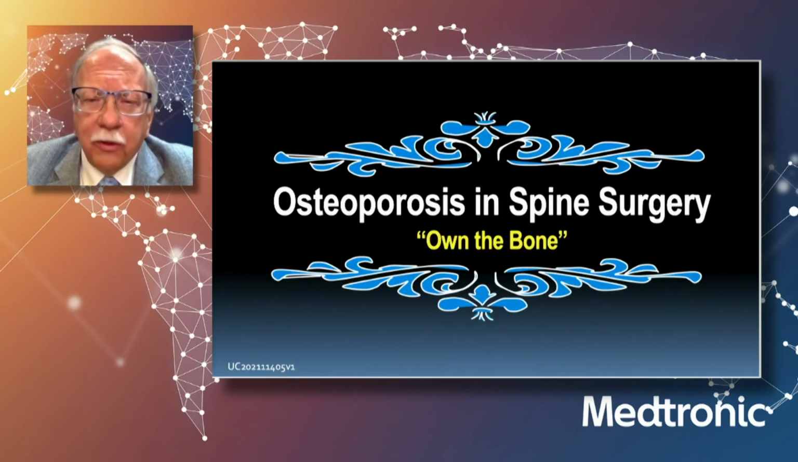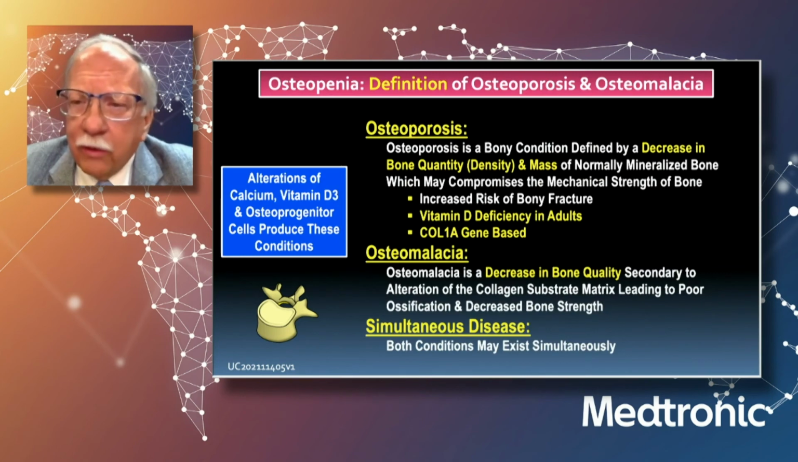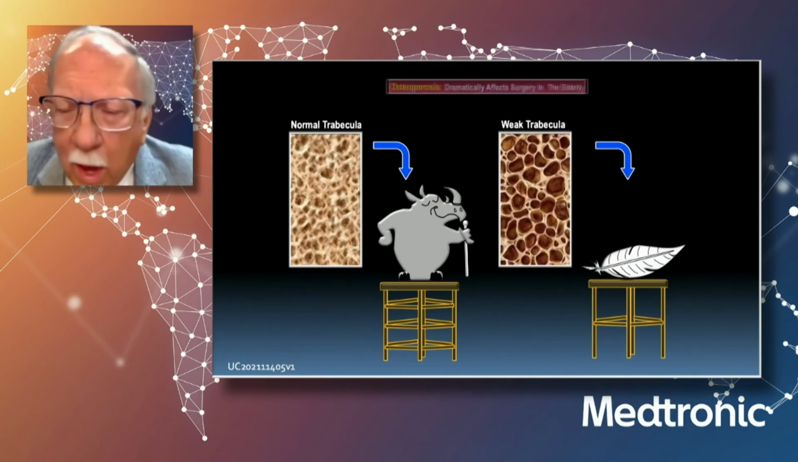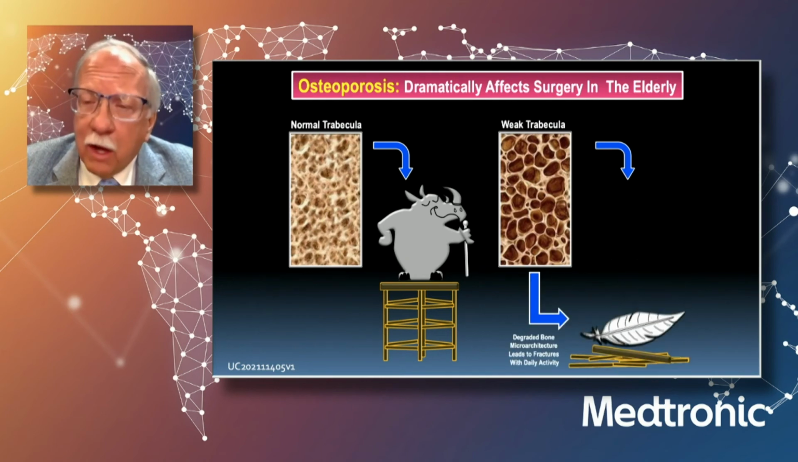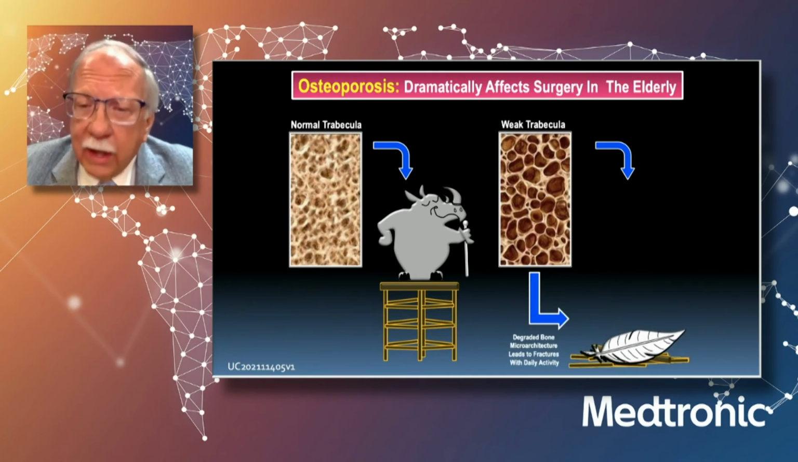So we're going to talk about osteoporosis next. A big topic. I hope it's very slow slide advancing here, so it's going to delay things. Osteoporosis, of course, is basically a decrease in bone quantity, and it's frequently associated with osteomalacia. Why it's important is not only can it cause vertebral fractures, but it also can cause screw loosening and proximal junctional kyphosis and poor healing.